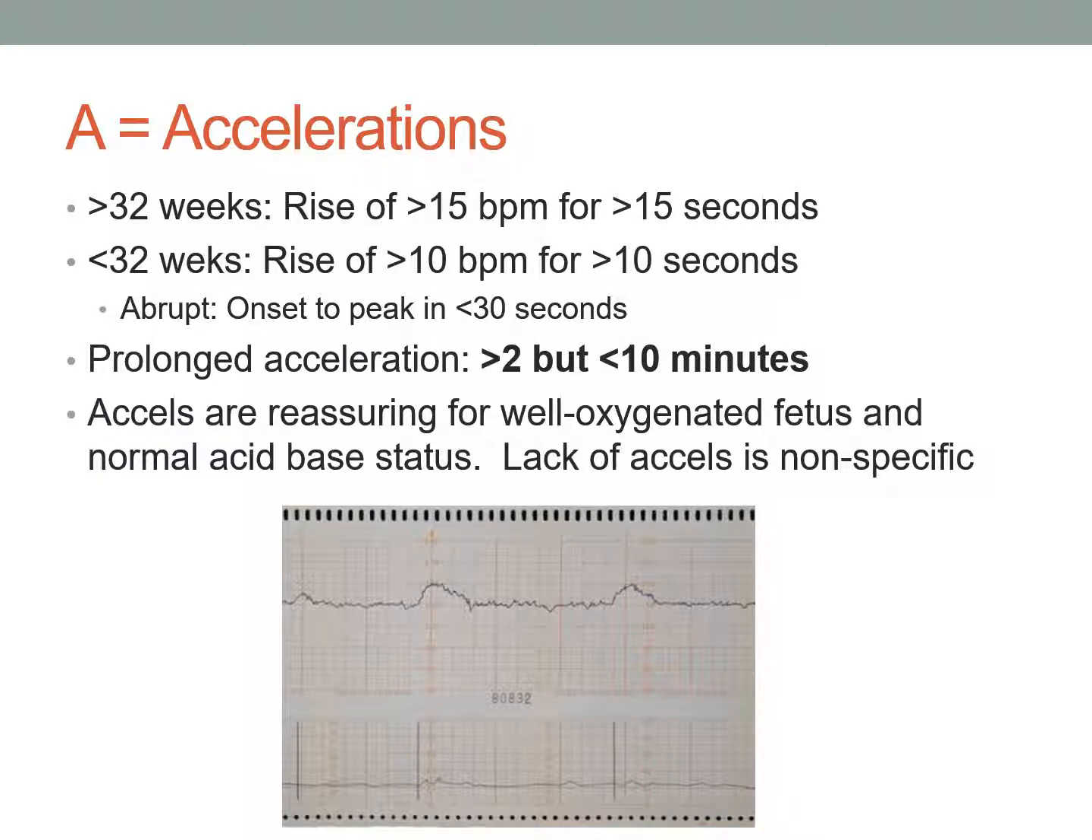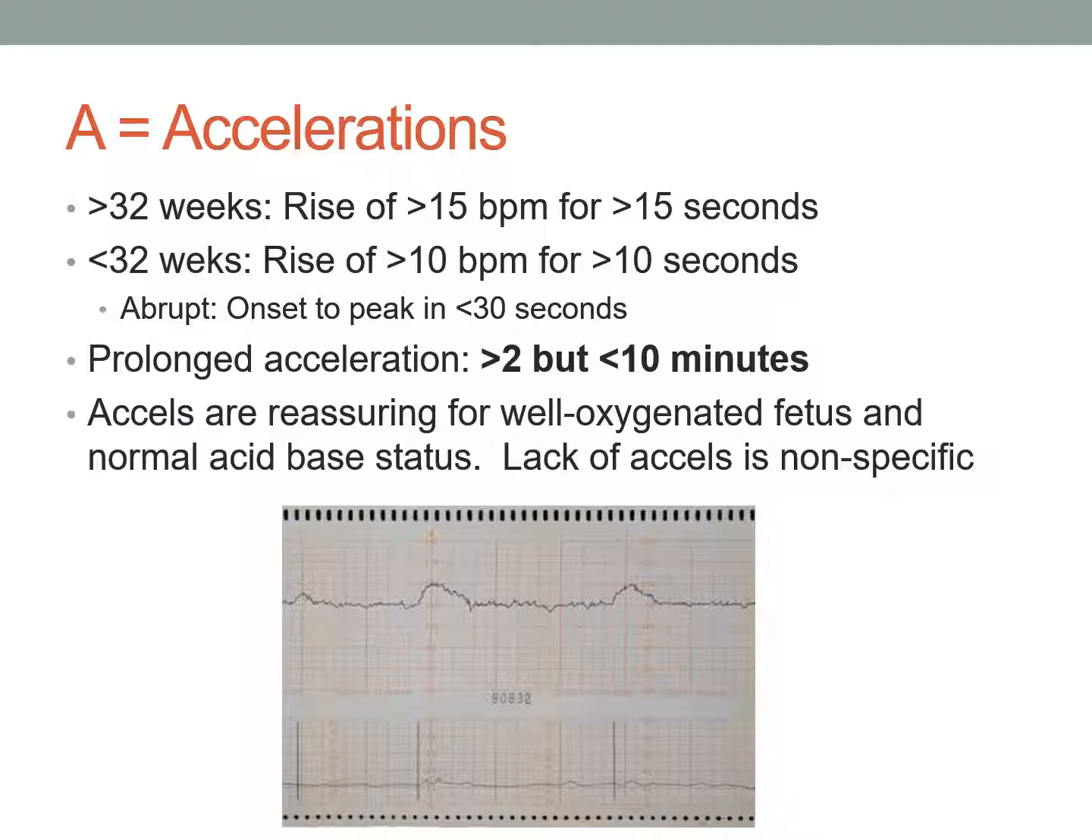Alrighty, so accels. Some definitions here. Think about writing these down so that you have them for later. Accelerations in a baby greater than 32 weeks gestation are defined as a rise in the heart rate of at least 15 beats per minute for at least 15 seconds. Preemie babies under 32 weeks have less stringent criteria. They only need to go up by 10 beats per minute for at least 10 seconds to qualify as an acceleration.